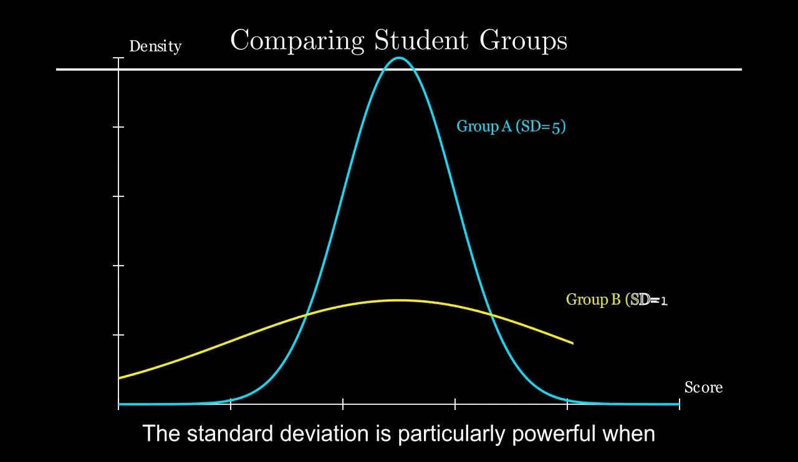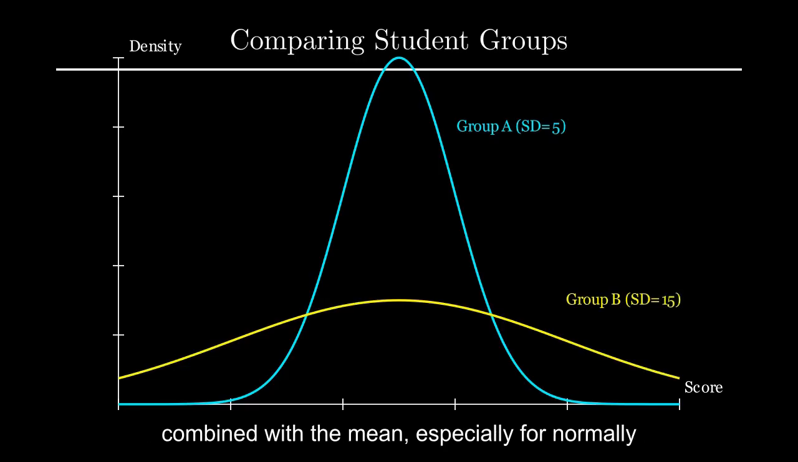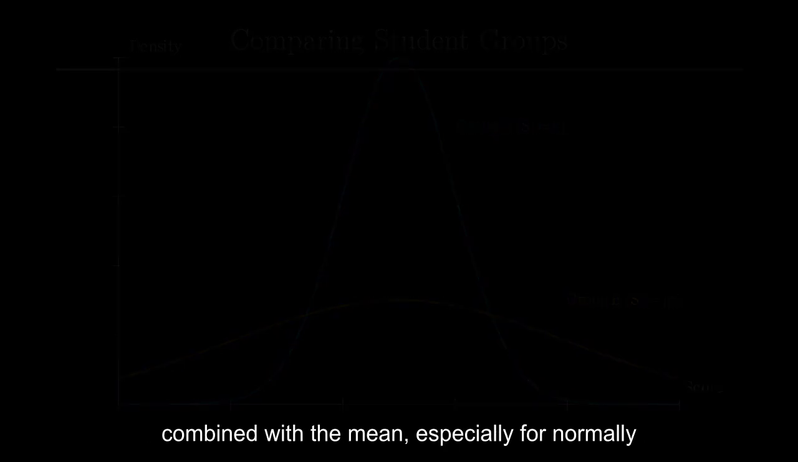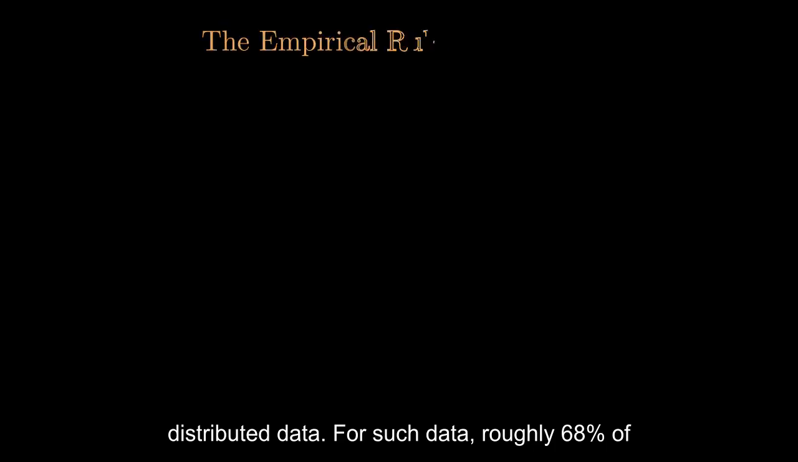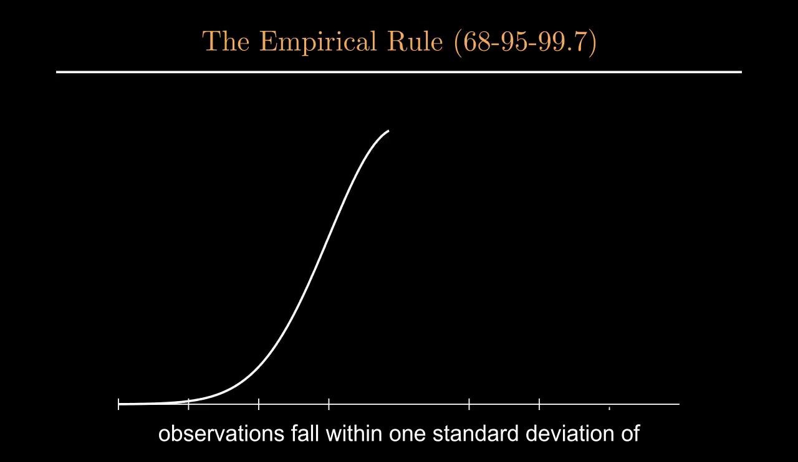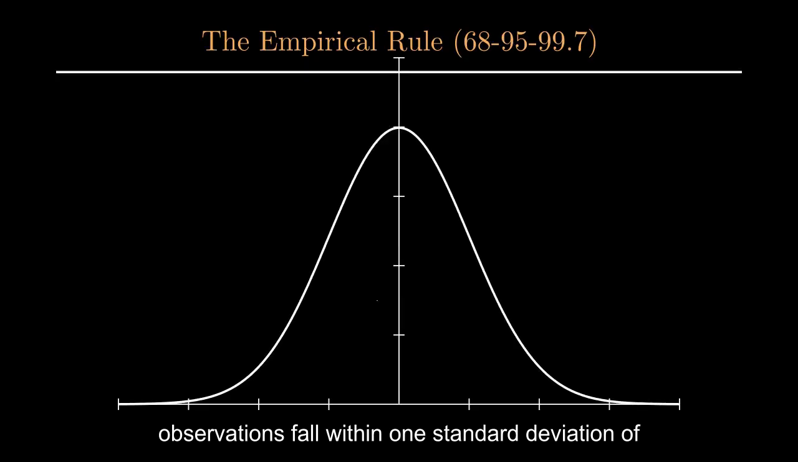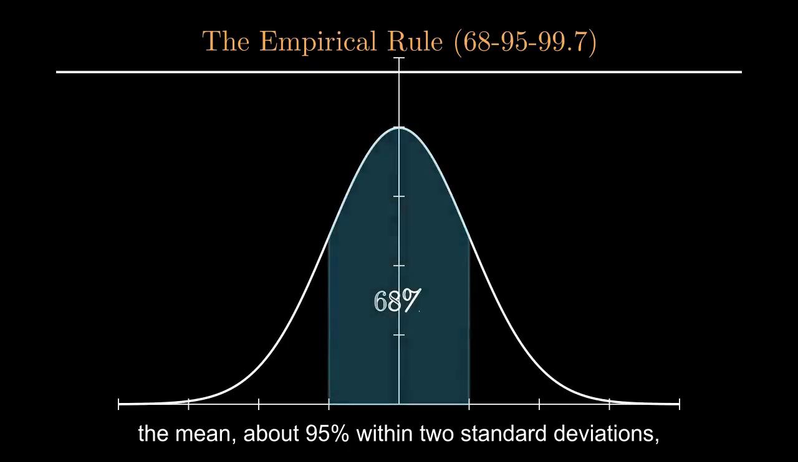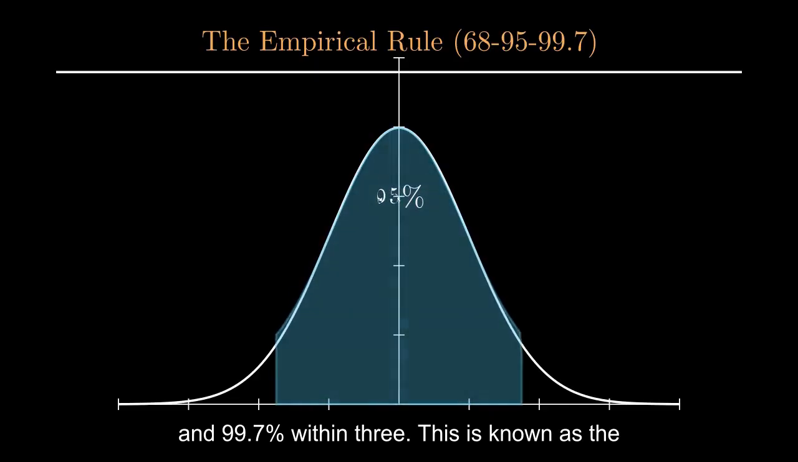The standard deviation is particularly powerful when combined with the mean, especially for normally distributed data. For such data, roughly 68% of observations fall within one standard deviation of the mean, about 95% within two standard deviations, and 99.7% within three. This is known as the Empirical Rule.